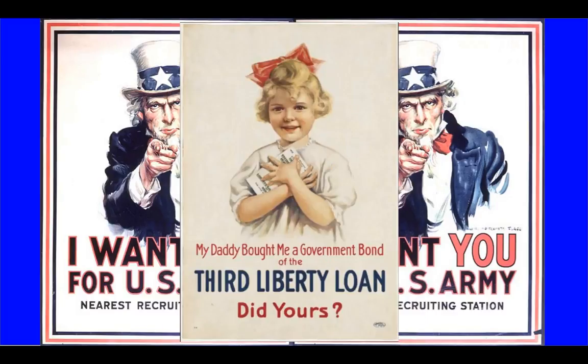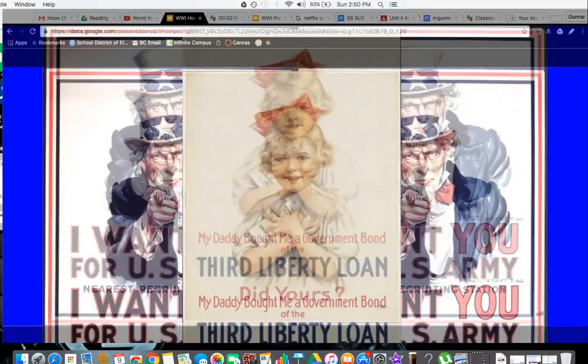And here's this last one I want us to look at. We have a little girl. It says, "My daddy bought me a government bond of the Third Liberty Loan. Did yours?" And I want us to look at this one because it's pretty powerful.